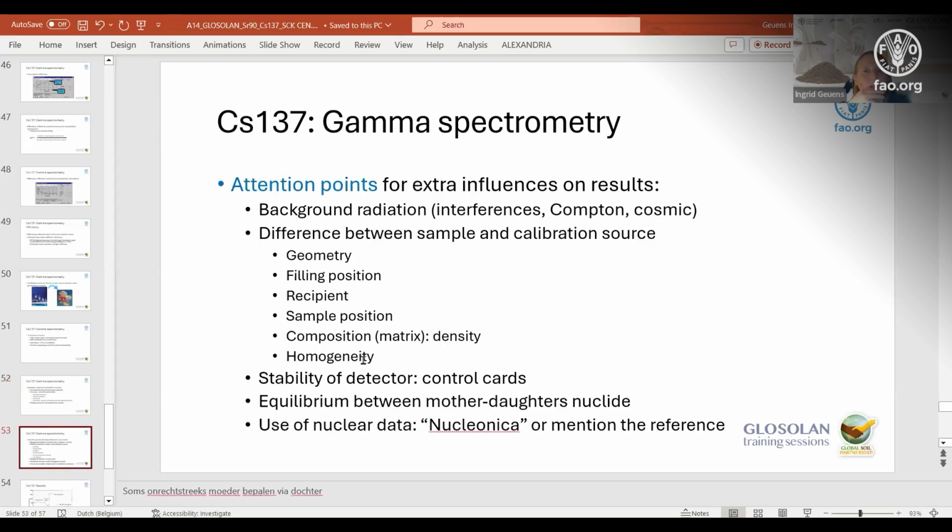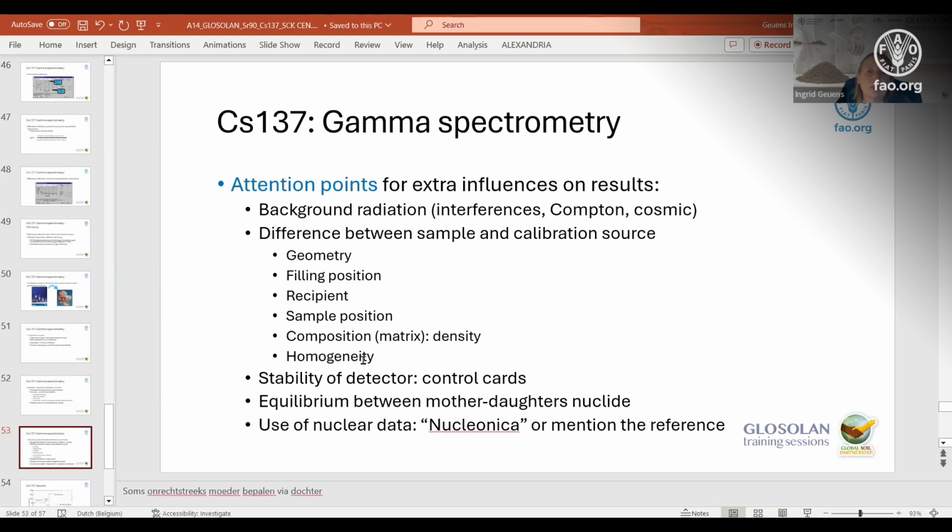Other attention points for extra influences on results. I said already, take care of your background radiation. Be aware of possible interferences and material interactions, because the gammas go through a lot of materials and interact with that material. Be aware of your Compton background, and also be aware of cosmic background. That's why we use shieldings to be sure that cosmic background radiation is not seen in our spectra.